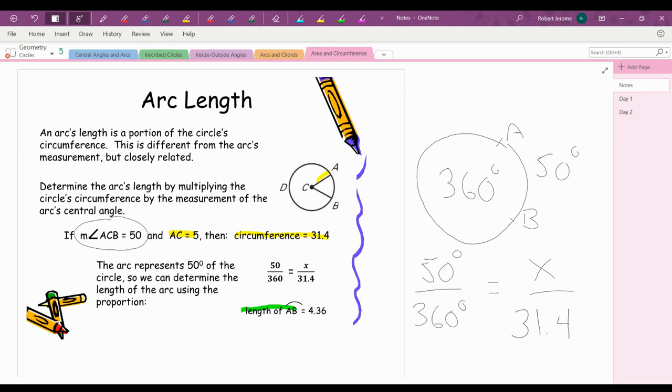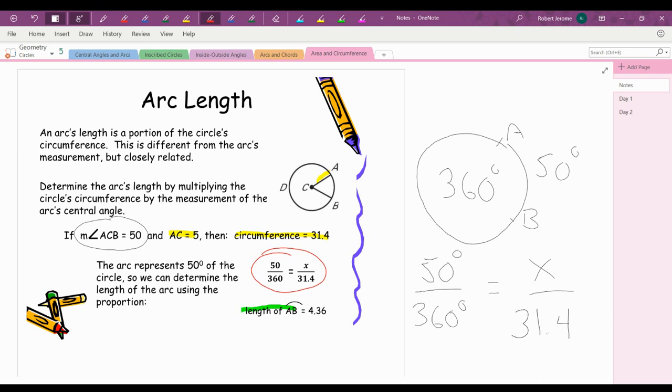So look at my setup right here. Our arc is 50 degrees of the 360-degree circle. That is a certain part of the entire circumference. So 31.4 is the whole circle all the way around. That's why it's matched up with the 360. The length of our arc represents part of the circle, 50 degrees of the circle. That's why it's matched up in the numerator. And that's all the changes from yesterday to today.